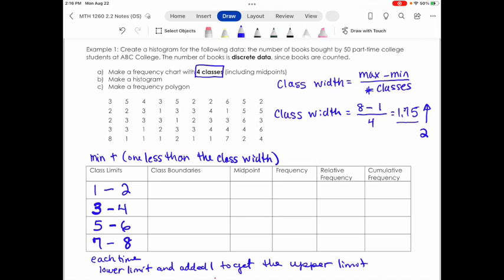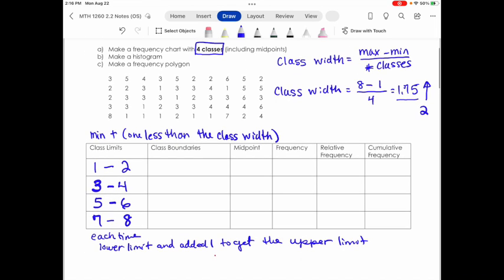And remember, 1 is 1 less than my class width. My class width is 2, so 1 less than that would be 1. So I'm going to add 1. So I get this by taking 2 minus 1 gives me 1.